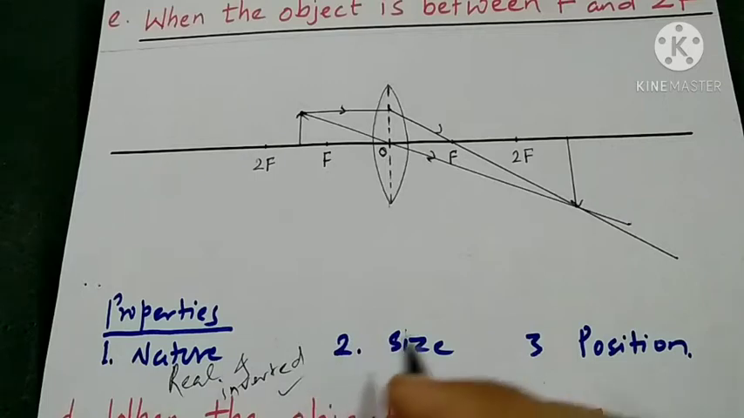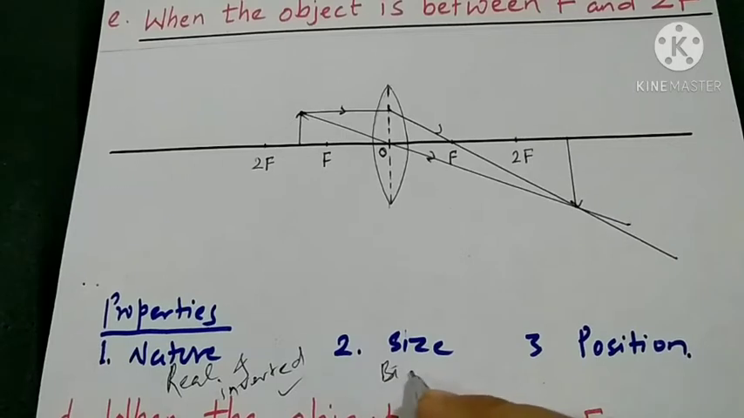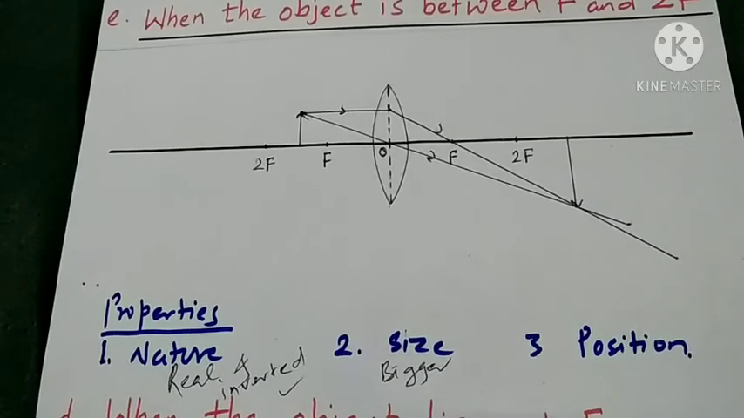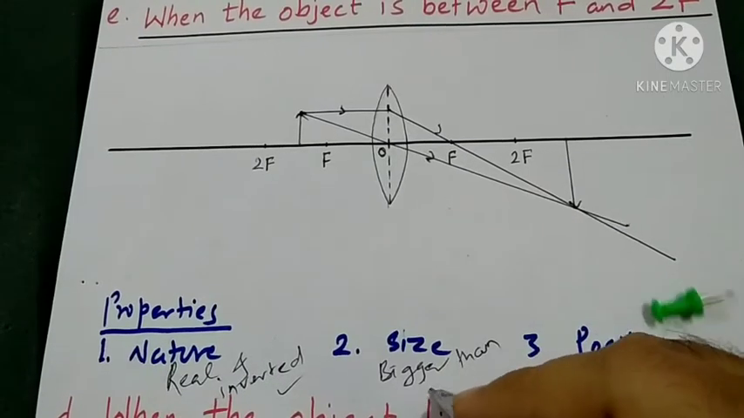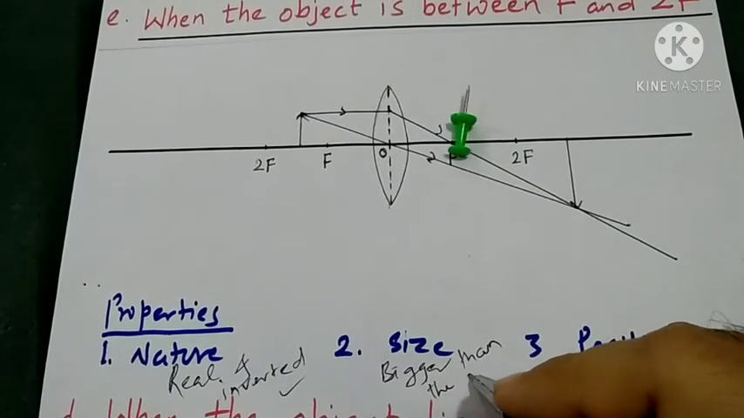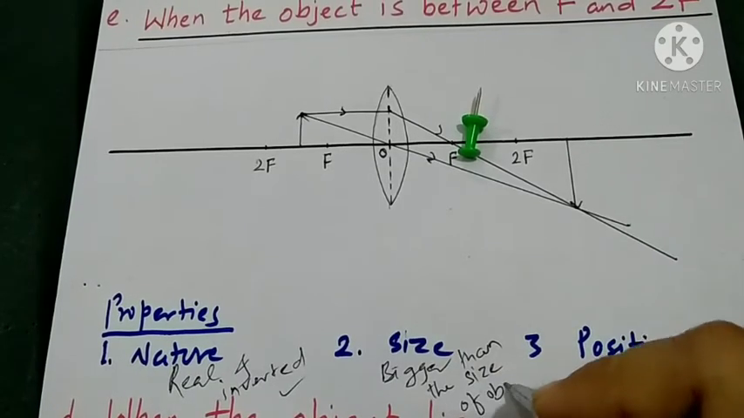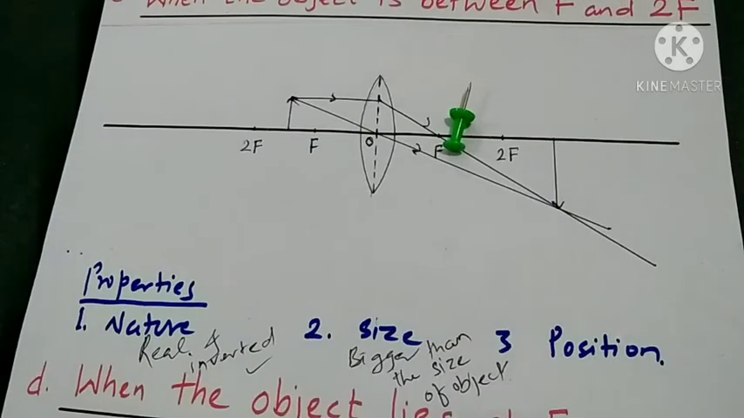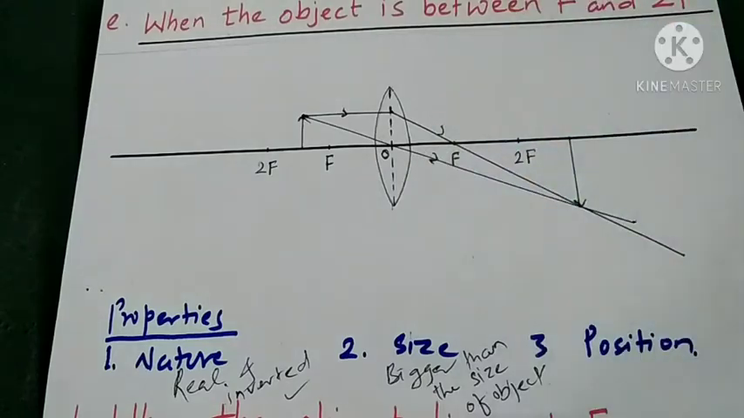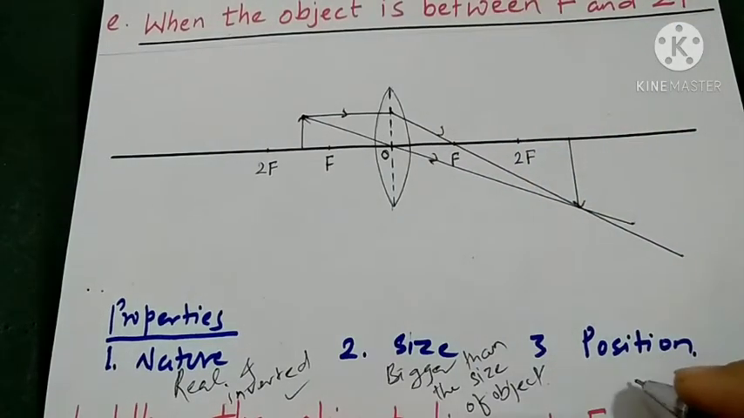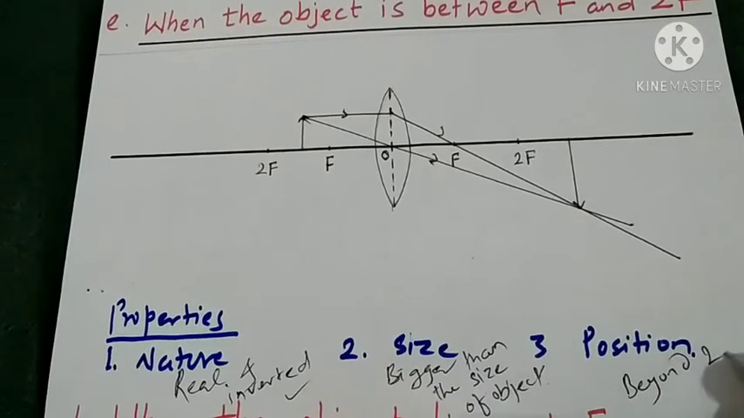So what is the size? Bigger than the size of the object. So what should be the position? Beyond 2f. Image is formed beyond 2f. Okay.